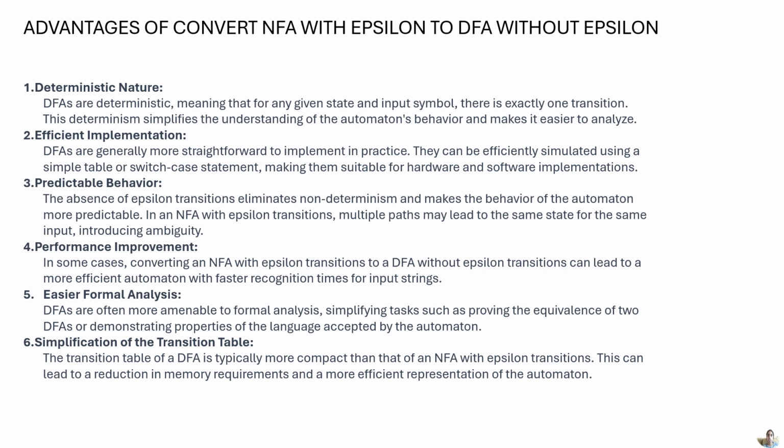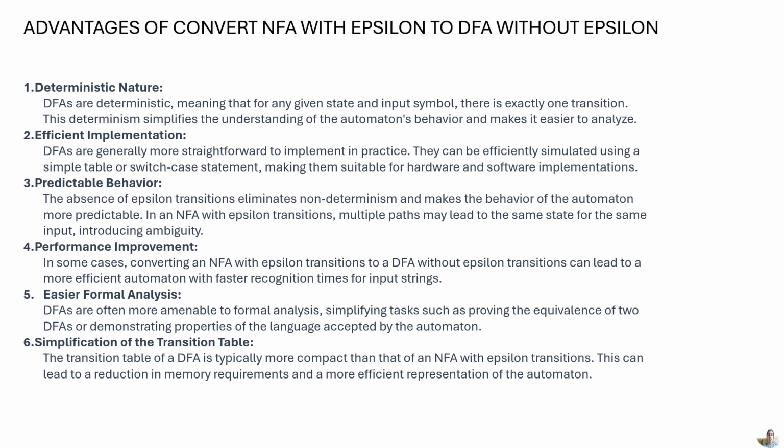Efficient implementation: DFAs are generally more straightforward to implement in practice. They can be efficiently simulated using a simple table or switch-case statement, making them suitable for hardware and software implementations. Predictable behavior: the absence of epsilon transitions eliminates non-determinism and makes the behavior of the automaton more predictable. In an NFA with epsilon transitions, multiple paths may lead to the same state for the same input, introducing ambiguity.